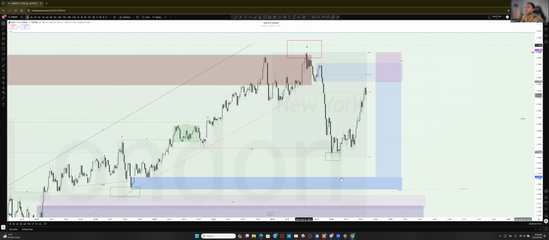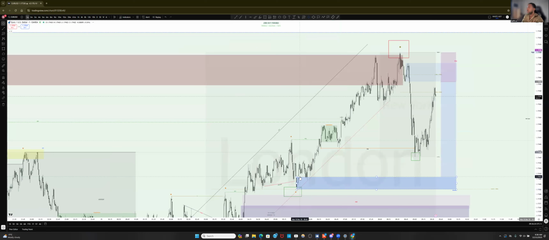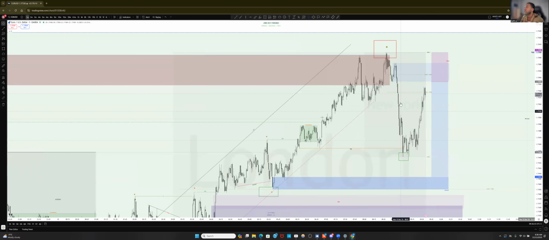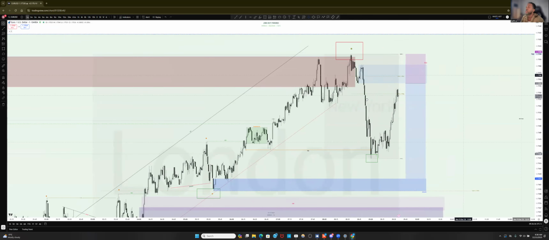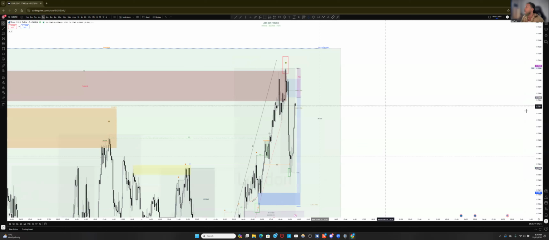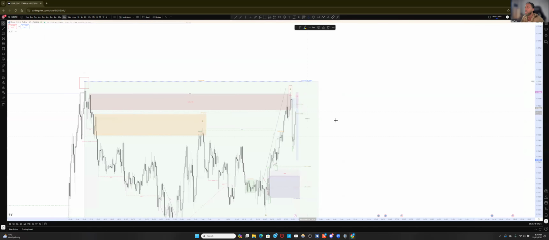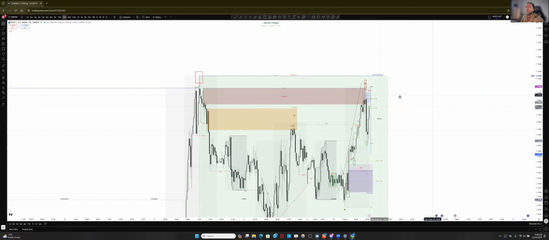Now the sellers were able to take this level from the buyers, but it didn't come down to this level either. So let's see if this mitigation can push the price down to cause, what is our confluence for this trade? Okay, well, it's not as strong as prior confluences, and I'm looking at how strong price is coming at this zone also. That's something to keep in mind.